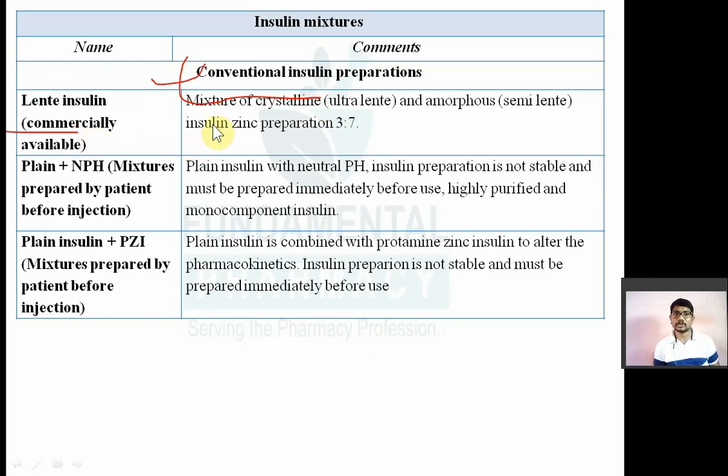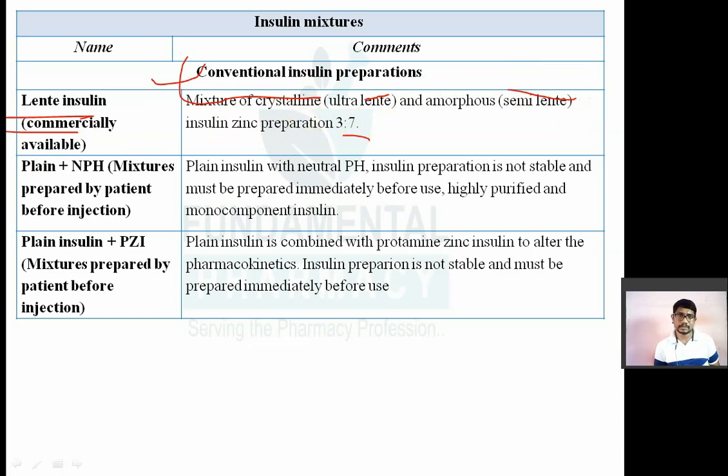It is a mixture of crystalline and amorphous insulin plus zinc, in the ratio of 30 to 70. Crystalline insulin is known as ultralente, and amorphous is known as semilente. So lente insulin is nothing but a mixture of crystalline plus amorphous insulin with zinc.